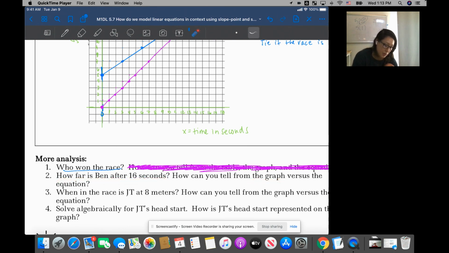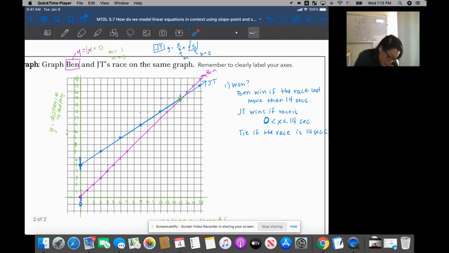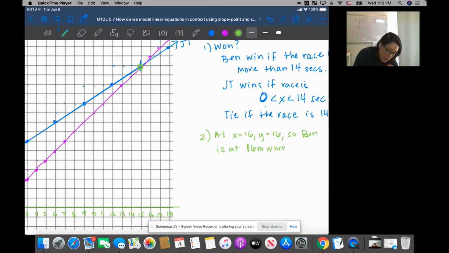Okay, for number 2, how far is Ben after 16 seconds? How can you tell from a graph versus an equation? So Ben is the purple line. So I would go to 16 on the x-axis and go up until I intersect the line. So I would see that at x is equal to 16, y is also equal to 16. So Ben is at 16 meters when x is equal to 16 seconds.